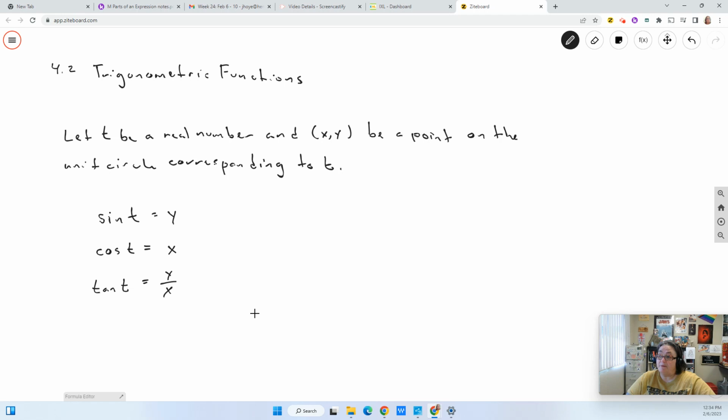Now, the three primary trigonometric functions are sine, cosine, and tangent. But each of those has an inverse function. Sine has an inverse function that is called cosecant, and we shorten it with CSC. And cosecant of t would just be equal to 1 over y.